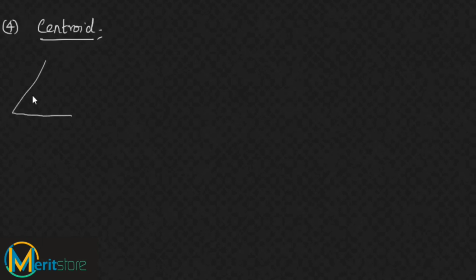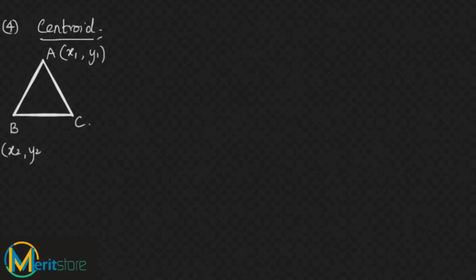So let's consider we have a triangle here like this. That's A, B, and C. A coordinate is x1, y1, B coordinate is x2, y2, C coordinate is x3 and y3. Let's draw medians. From A, I have a median here, it's touching at point R. From B, I have a median coming here like this, it's touching at point P. And from C, let's say I have a median like this and it's touching at point Q.